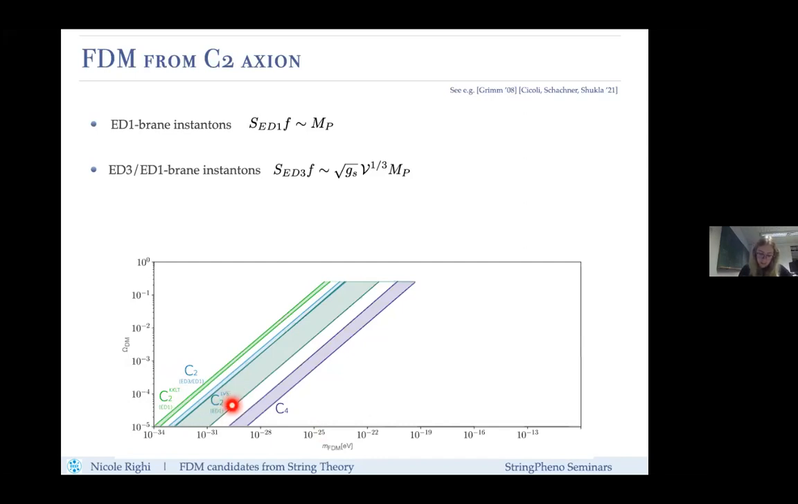But then we see that the C2 axion in LVS can have both this strip coming from the E1 brane instanton and also this strip in light blue here coming from the bound state of E3, E1 instantons. And what is particular at this stage is that each axion has its own parameter space, and they all come in distinct strips. So that's really interesting, because if by chance someone detects something in this parameter region, then we will know exactly which is the good candidate to provide such a particle, without uncertainties.